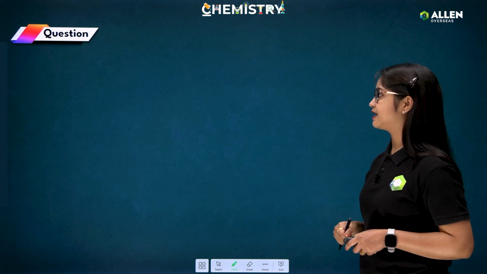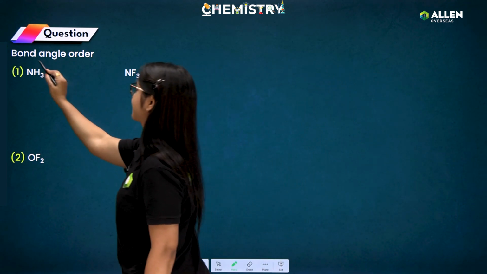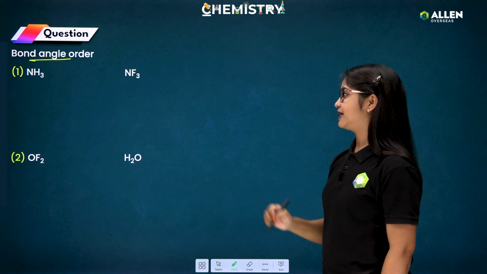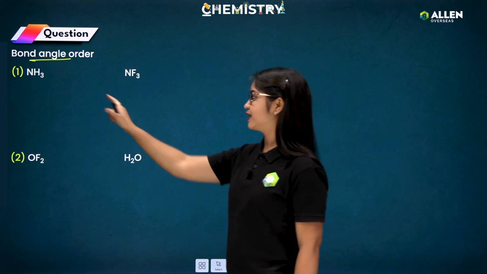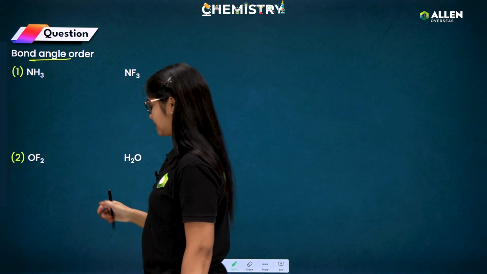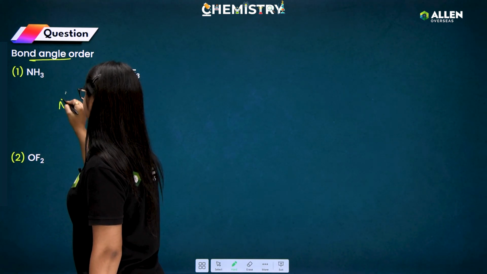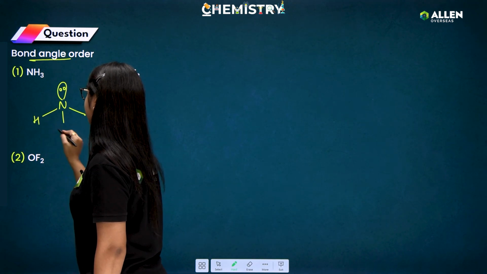Now, let's see another application of the Bent's rule, that is bond angle order. Now we have to compare the bond angle of these molecules. So let's see how we can compare the bond angle following the Bent's rule. So here you have NH3 and NF3. So first of all, let's make this structure: 1 lone pair on the nitrogen, 3 hydrogens.